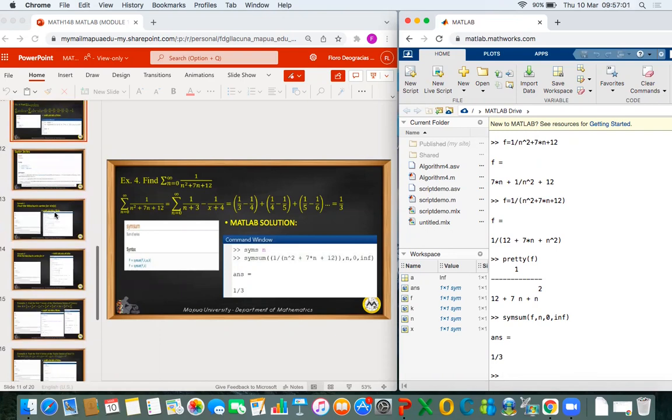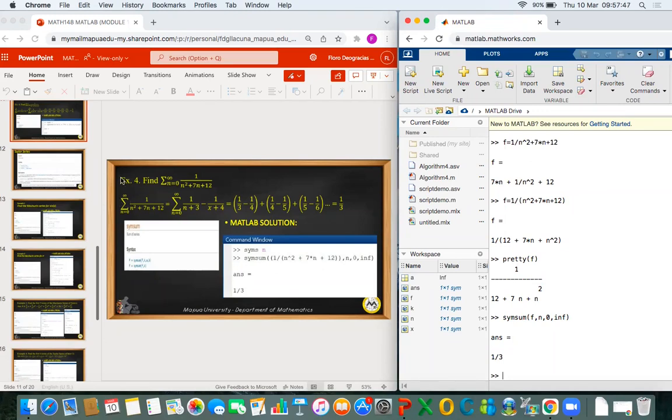So class, if you're planning to use Matlab, of course, you need to provide also the manual solution. This Matlab solution will just verify if your answer is correct. It's your option to use Matlab during the quiz or exam. I know that this will be a burden, class. If you're going to use Matlab, it will add time in doing your solution. But if you want to verify that your answer is correct, you can use it. It's your option to use it or not. Okay, class?